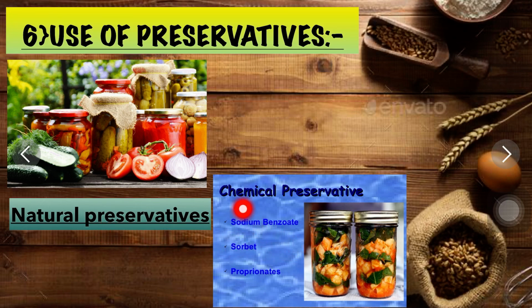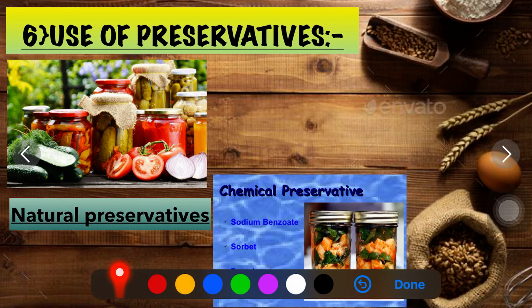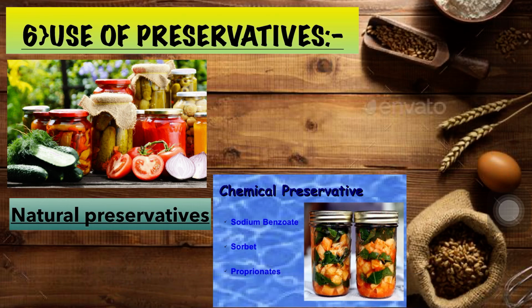Next is chemical preservatives. Acetic acid, commonly called vinegar, citric acid, sodium benzoate, and some nitrate and nitrite salts are some examples of chemical preservatives. They are used in sauces, jellies, jams, and in packaged ready to cook vegetables and ready to eat foods, etc. These preservatives keep the food safe for a very long duration.